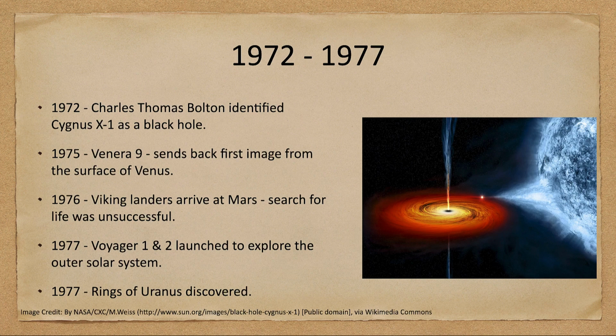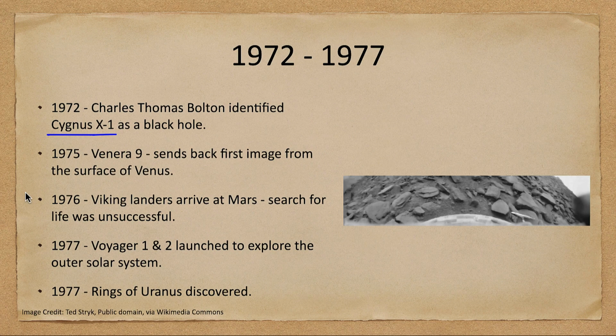Now, later on into the 1970s, we had the identification of Cygnus X-1, a well-known binary star system consisting of a massive star and a dark unseen object. And it was identified and confirmed as a black hole in 1972. Now, in 1975, we had the first image of the surface of Venus seen from the Venera 9 spacecraft, which landed on the surface. And you can see a portion of that surface in our image here.